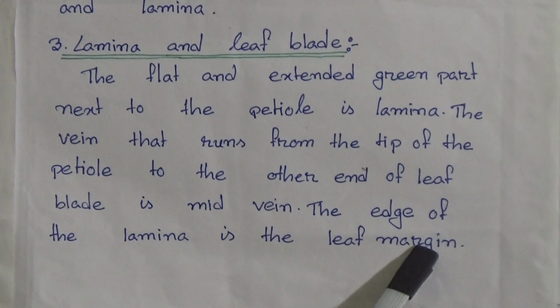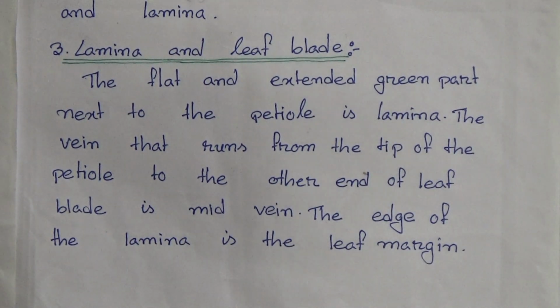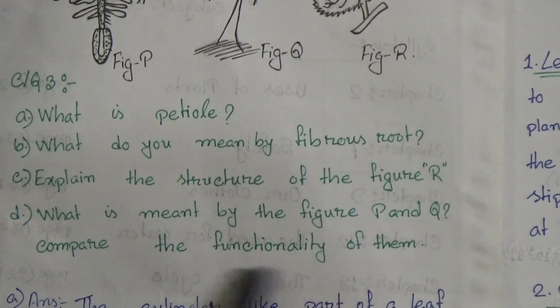The edge of the lamina is the leaf margin. So, it is called the leaf margin. Question D: What is meant by the figure P and Q? Compare the function of them.